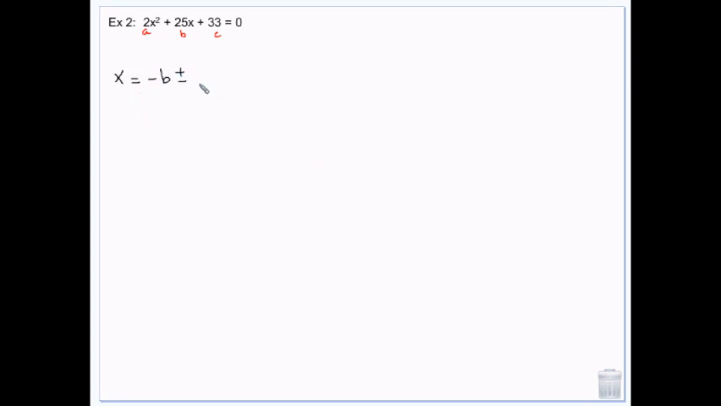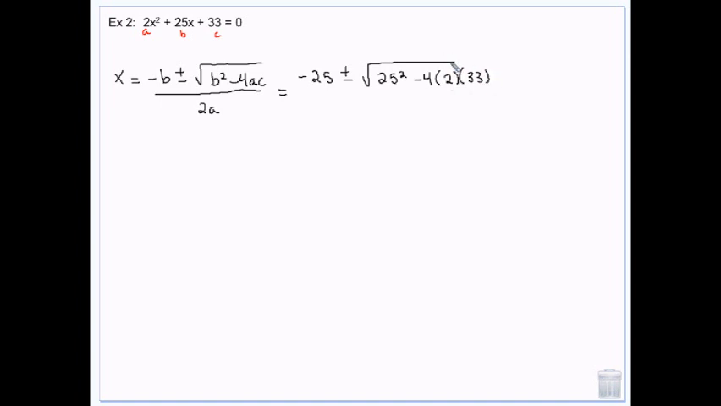So a negative boy couldn't decide whether or not to go to the radical party, but he was square, so he missed out on 4 awesome chicks. And it was all over by 2 a.m. So I'm going to plug those in. B is 25, so I have negative 25 plus or minus the square root of 25 squared minus 4. A is 2, C is 33 over 2 times A, which is 2.